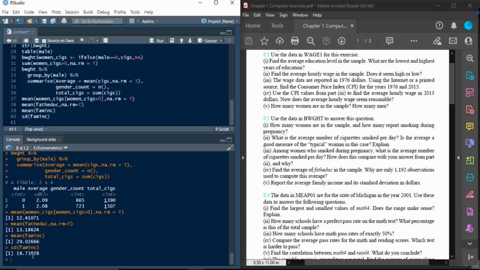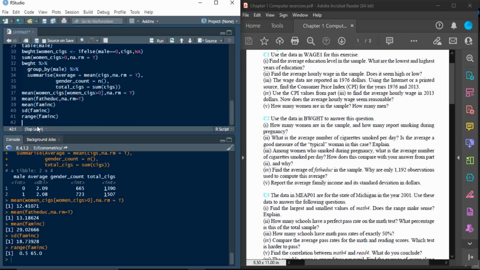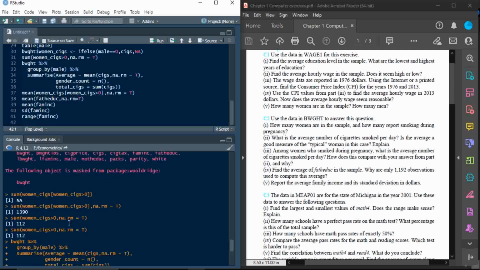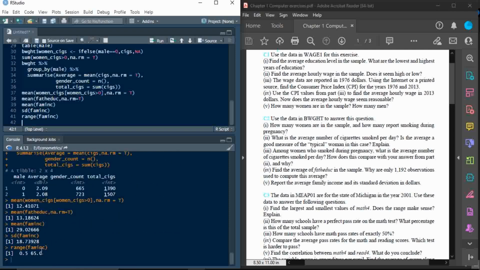is very high. So most probably the range of values is very high, we can also see the range of this. See, some families' income is only 0.5, and some families are earning 65. So I think the data is in thousands of dollars. So some families are earning only 0.5 thousand dollars, and some families are earning $65,000. Since the range is high, that's why the standard deviation is also high.